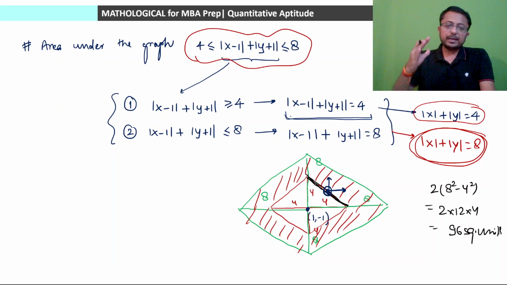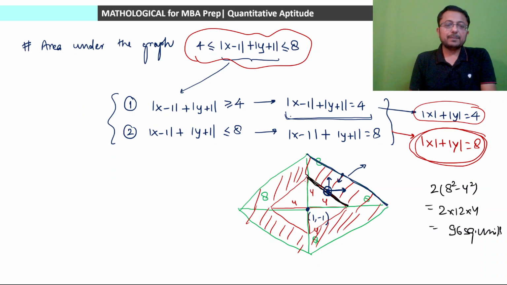सो एट एनी पॉइंट दैट इज upwards or on the right of this line, the value of mod of x minus 1 plus mod of y plus 1, that value will be greater than 4 for sure. On the line equal to 4 होगा, below the line less than 4 होगा, और above that line will be greater than 4. Similarly for this line, any point that is on this line, the value of mod of x minus 1 plus mod of y plus 1 is equal to 8. And for any point that is above this line, that value will be greater than 8, and for any point that is below this line, that value will be less than 8.